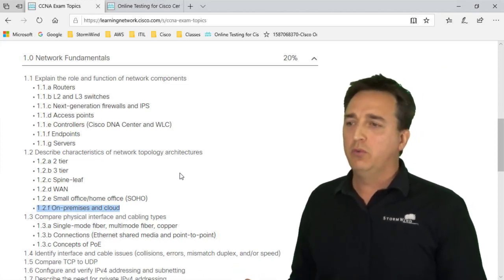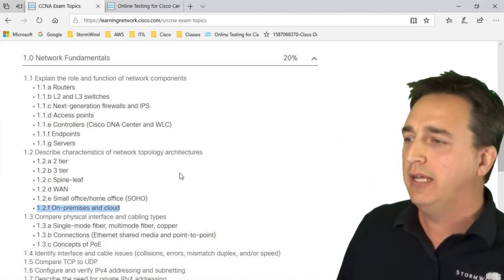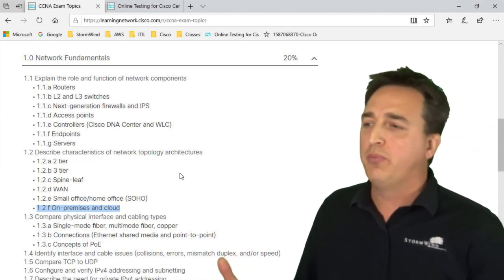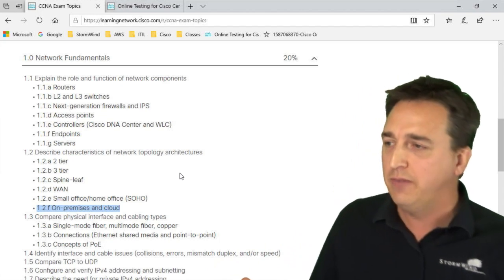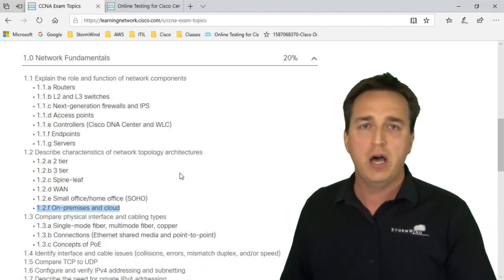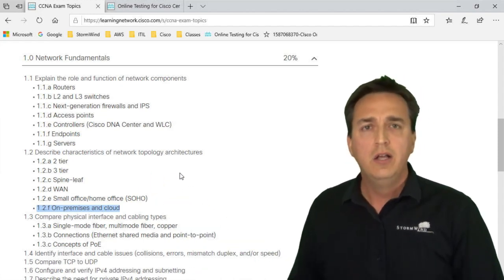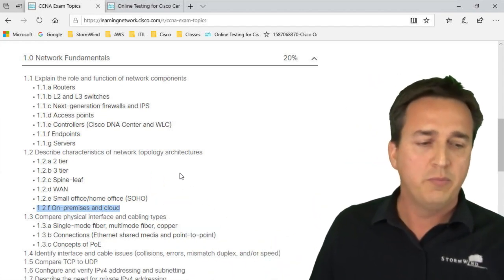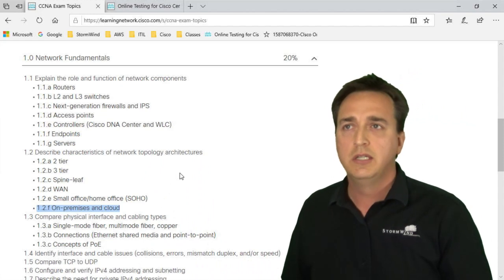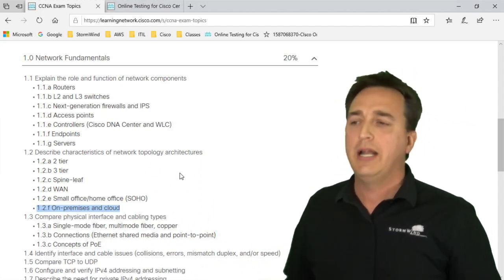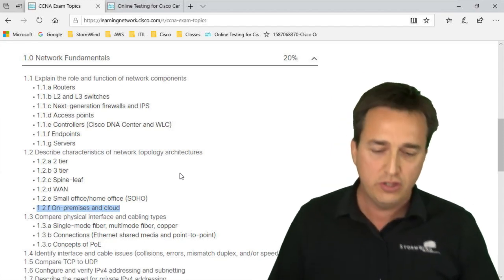Well, what in the world do we mean by the characteristics in this case of on-prem versus cloud? When I think about on-prem environments, we have our enterprise campus environment, we have our 2-tier, 3-tier model, in our data center, we have our spine leaf, we have WAN connections, that's all there. So the characteristics of on-prem are already covered in these topics. But when it comes to cloud, what is Cisco really trying to get at? They don't give us enough information.